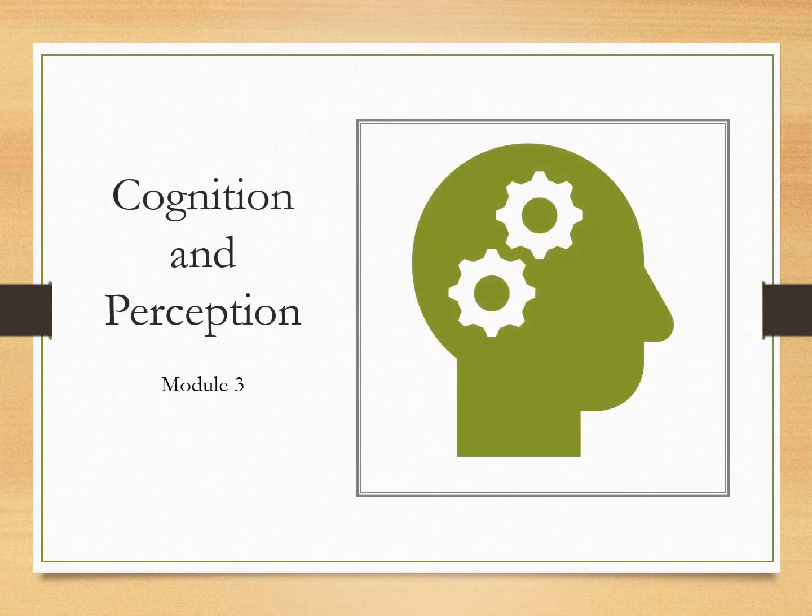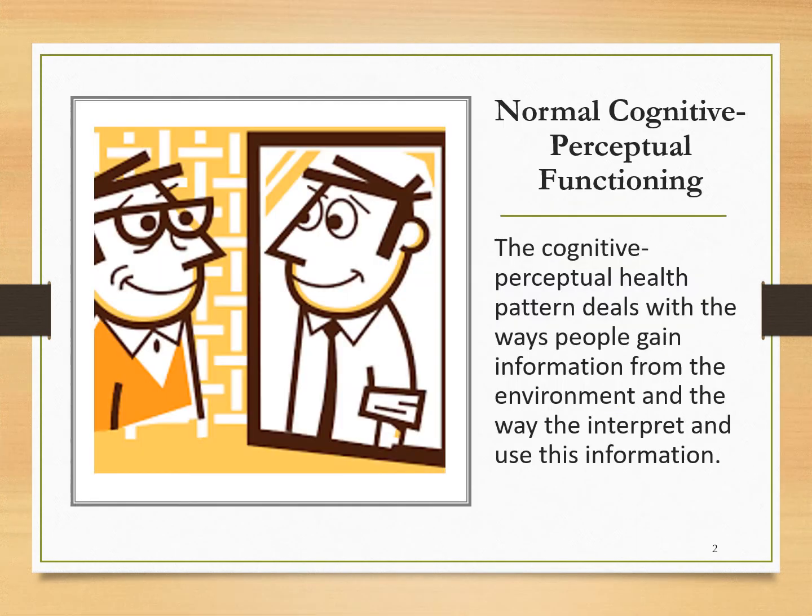Cognition and Perception. The cognitive perceptual health pattern deals with the ways people gain information from the environment and the way they interpret and use this information. Environment stimulates senses which pass stimuli onto the cerebral cortex.